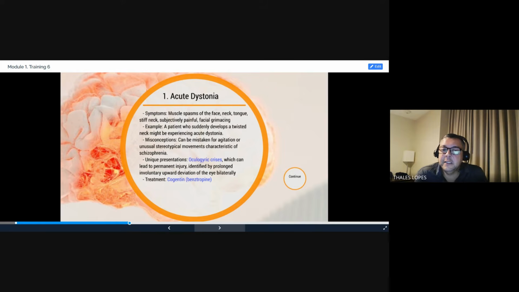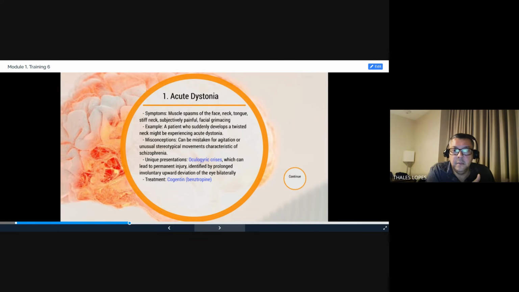And it's often a sudden development, right? It happens from nowhere. It can be mistaken for agitation or unusual stereotypic movement, right?